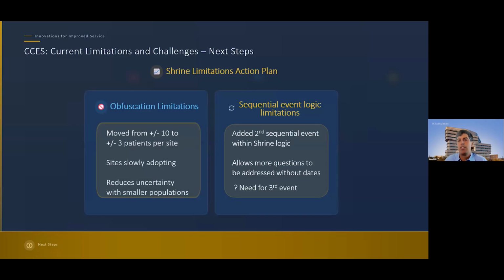So it will increase the number of questions we're able to answer, and not have them just be questions where we have tons and tons of patients, but be able to answer more of those questions with more limited populations. Then also, in Shrine, they've more recently added a second sequential event, which is really going to help us increase the universe of questions so we're able to answer more confidently with two sequential events within the Shrine logic. But now the question is, do we need a third event, or if we add a third event, how would that affect how Shrine works potentially?